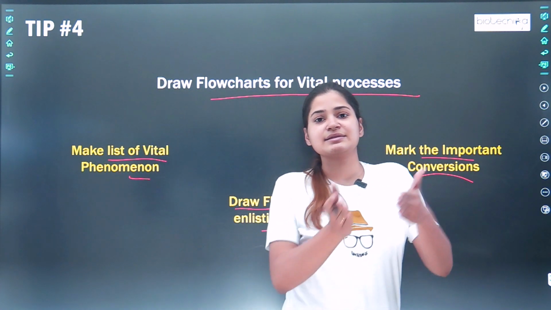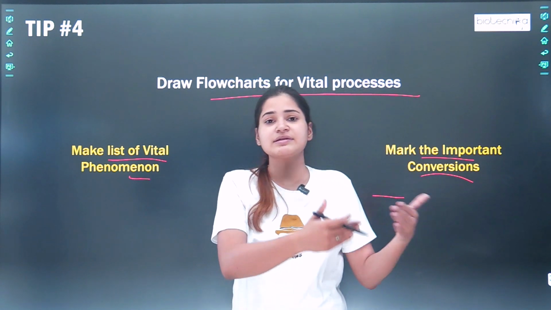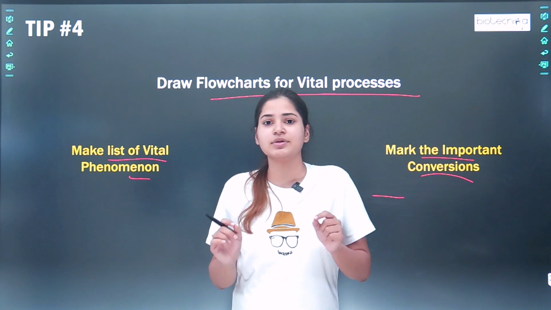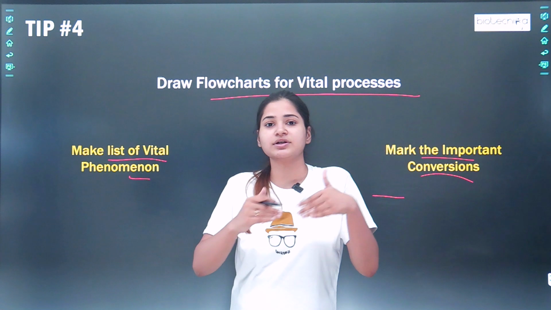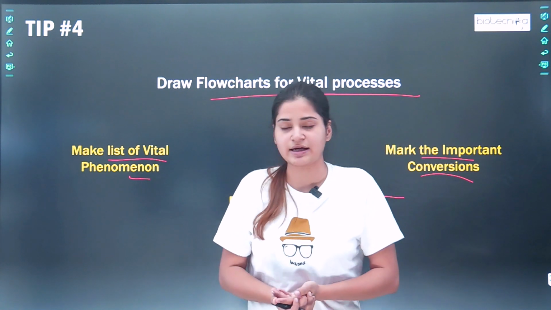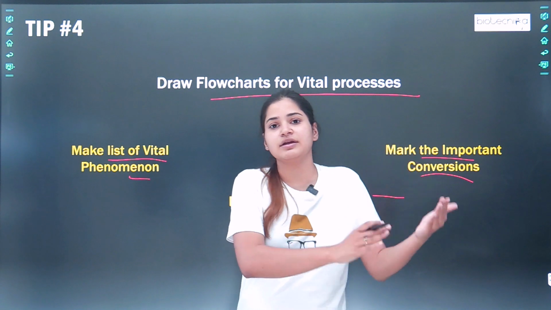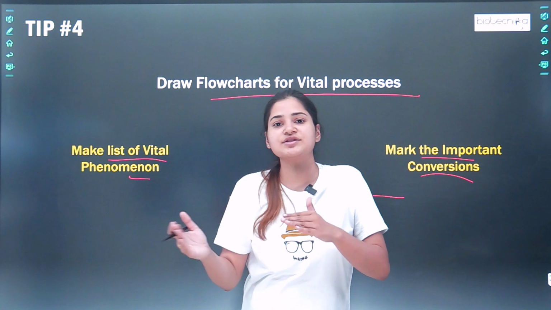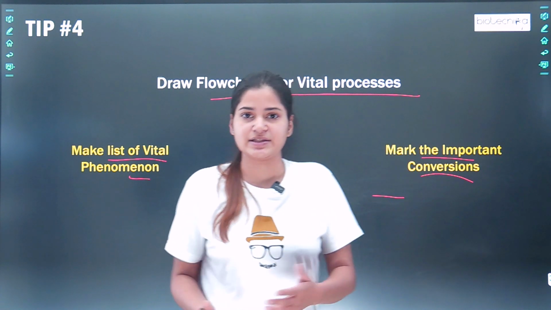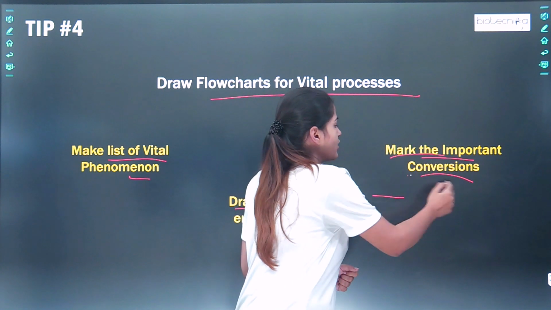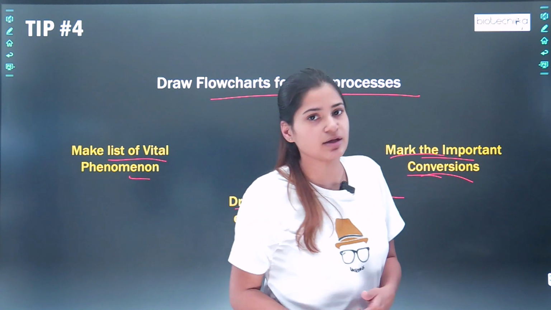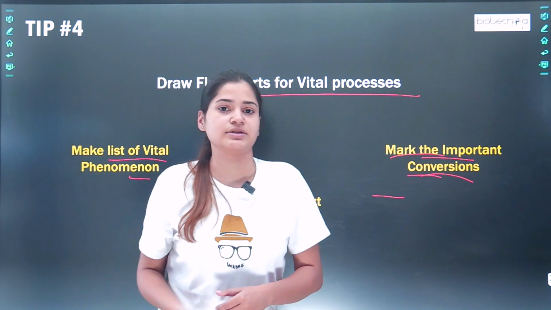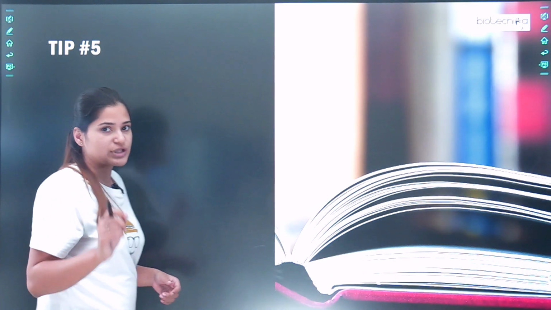Suppose, let's say C3 plant fixation occurs in the mesophyll, while in a C4 plant it occurs in the mesophyll plus the bundle sheath. You should mark them because there is a conversion occurring. Here the Calvin cycle is occurring, but in the case of C3 the mesophyll is important, and in the case of C4 the mesophyll and bundle sheath both are places where reactions take place. So basically you should mark the important conversions. Marking the important conversions will let you understand and jot down the concept, and you won't forget it later. So you should make flowcharts for vital processes.